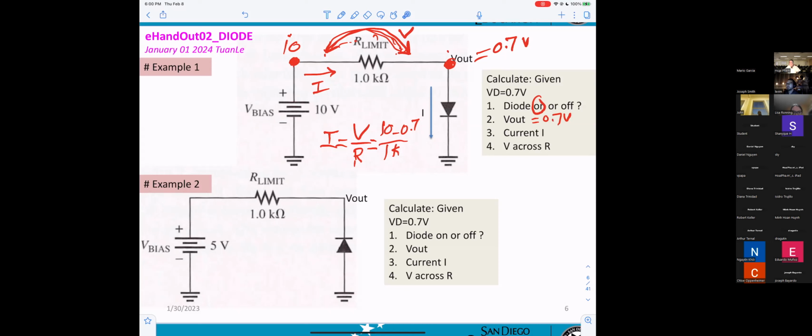Basically, you have to understand first when you're working on the lab volt.